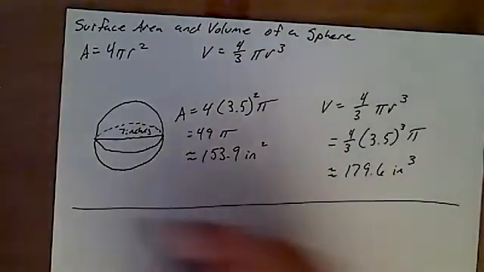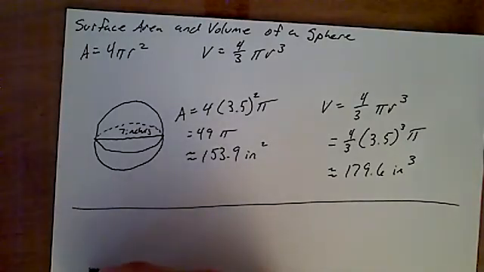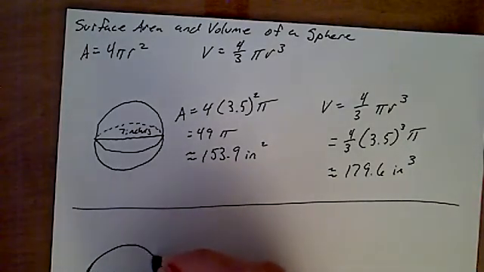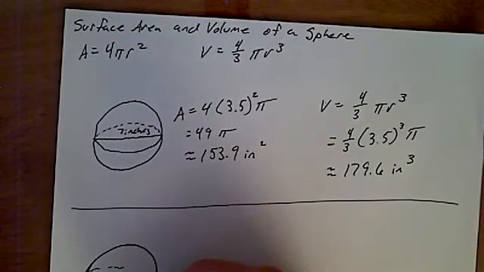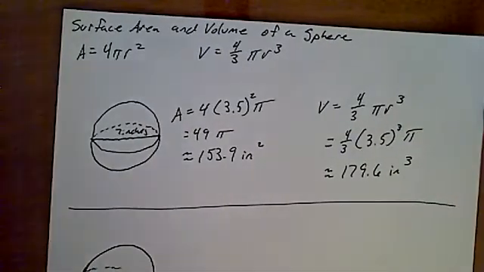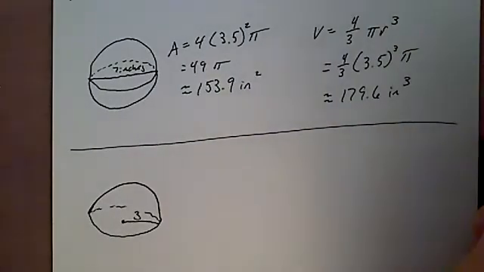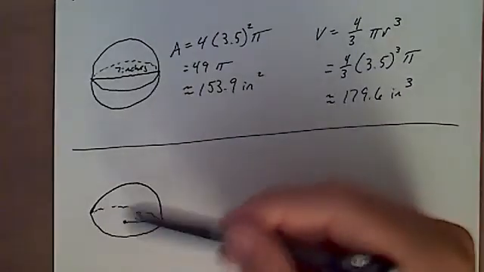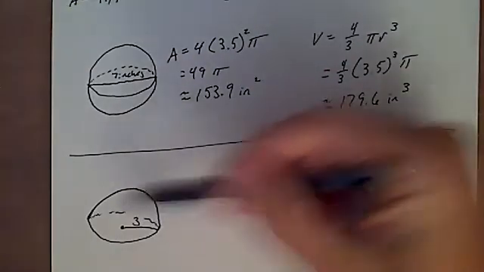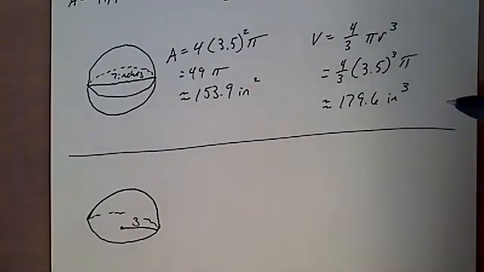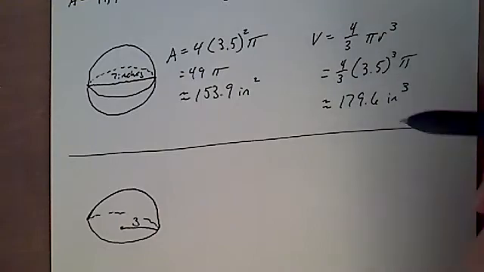Right. What if we had just half of a sphere? It had a radius of 3. So does this figure have half the area of a sphere the same size? And the answer is no, right? It does not have half.